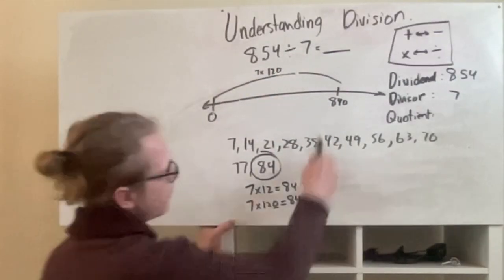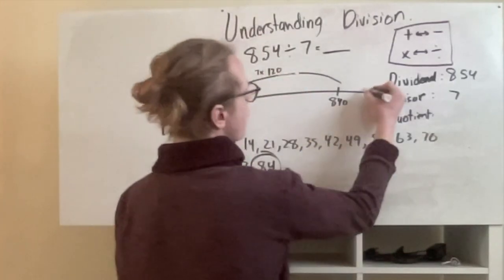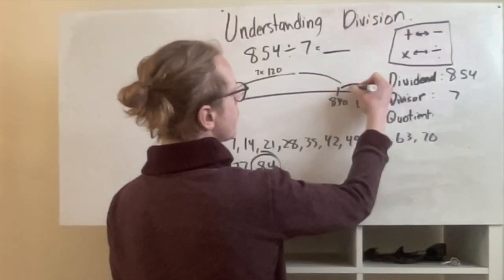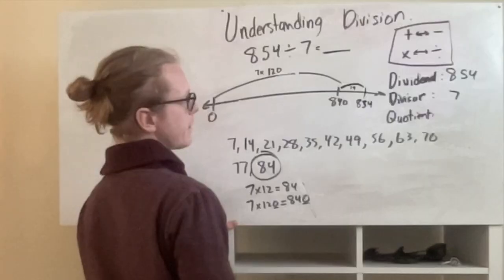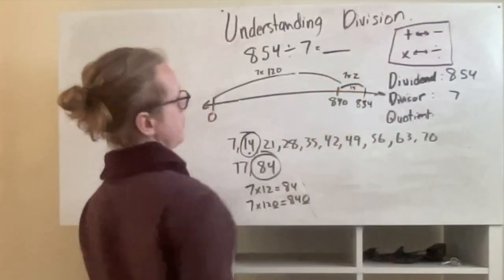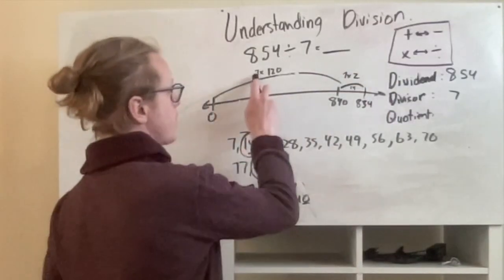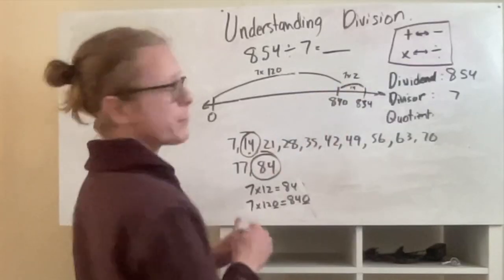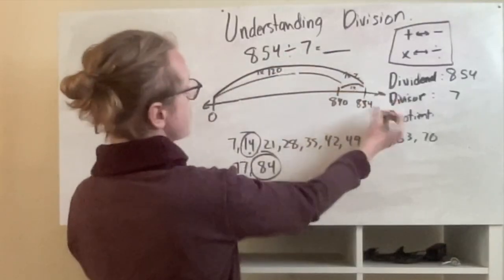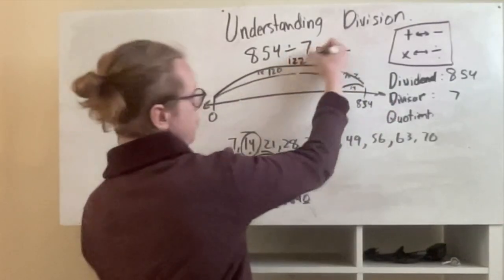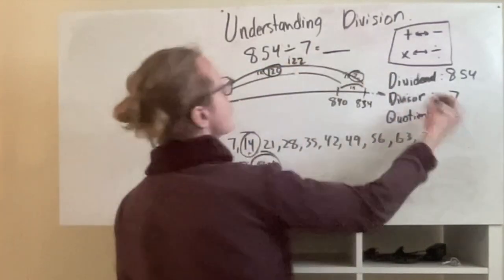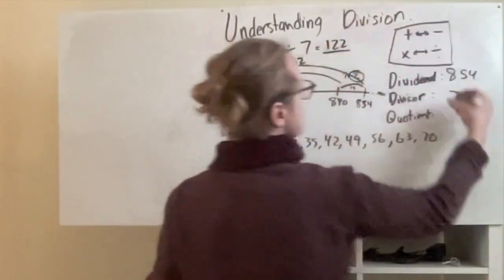Okay? From there, where am I trying to get to? 854. What am I missing? I'm missing 14 here. Okay? That's another one of my 7 times tables. 7 times 2. So I had 7 times 120 and then 7 times 2. So in total, right, how many 7s fit into 854? 122. Right? We combine. So our quotient, our answer here, 122.